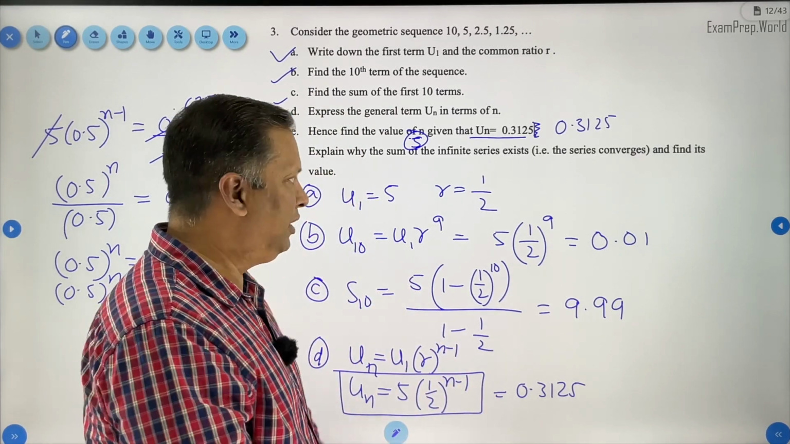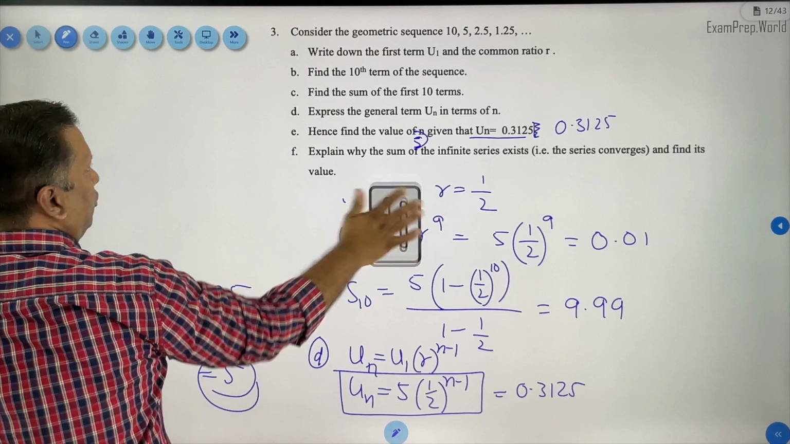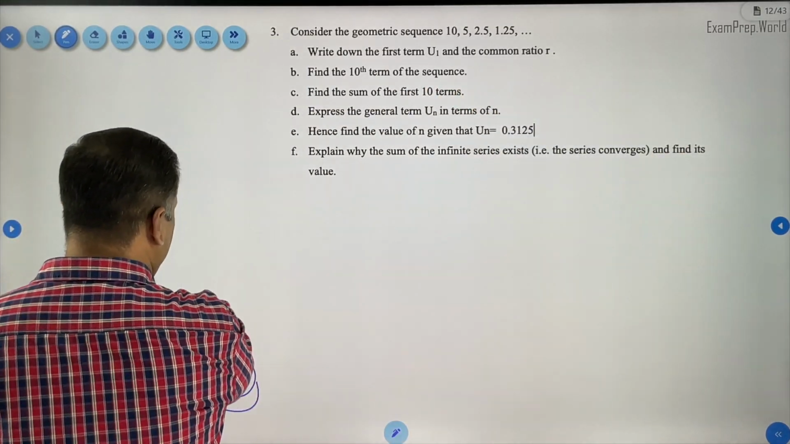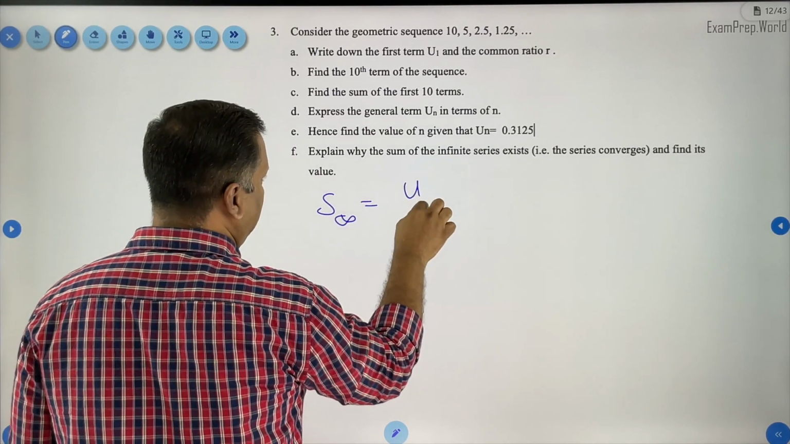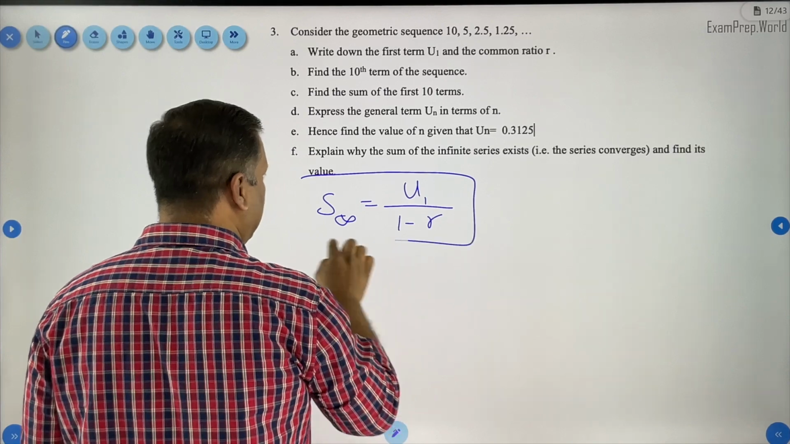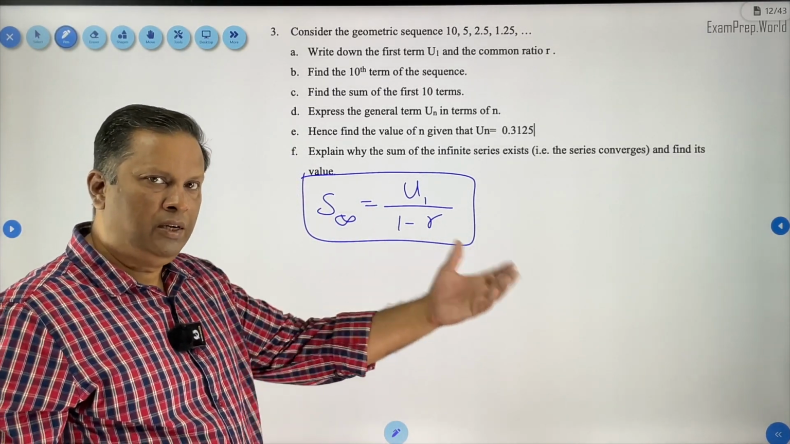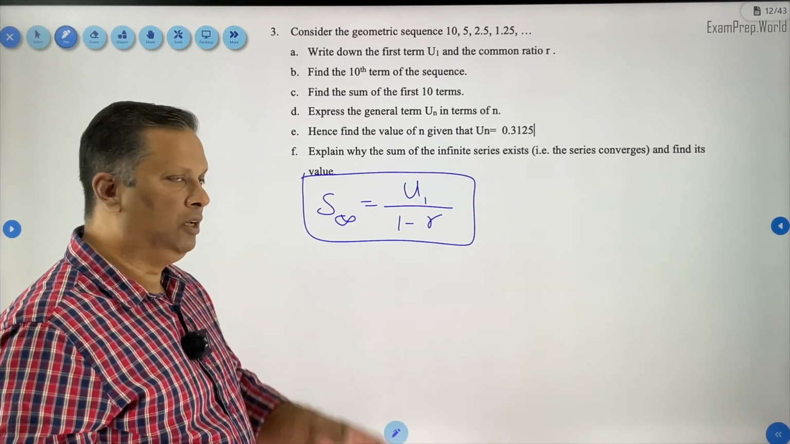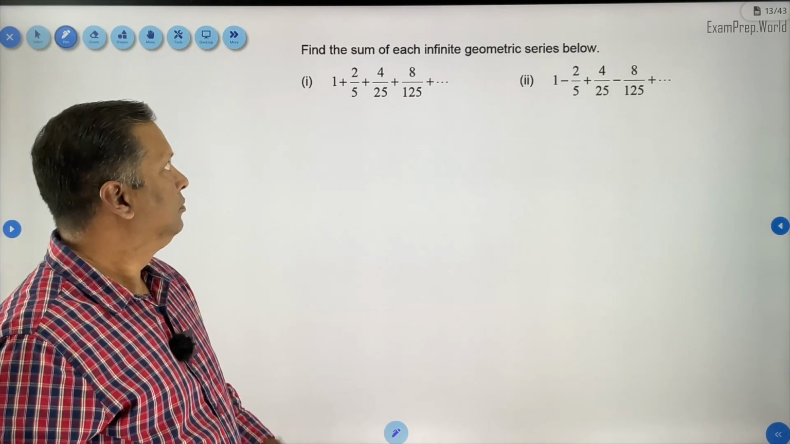What is the formula for infinite series? It's the easiest thing. Although they have not asked for the formula here, I am giving you the formula. You should know this. For a converging series, sum to infinity is simple: u1 divided by 1 minus r. This is the sum to infinity formula. For any converging series, you can find the sum up to infinite terms using this particular formula. Okay, let's go to the next one.